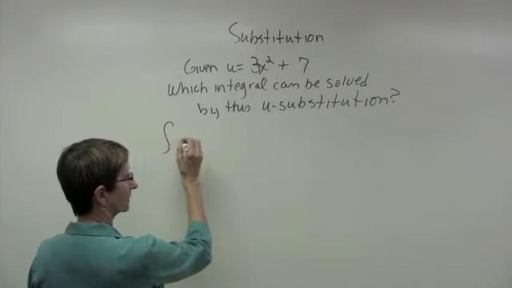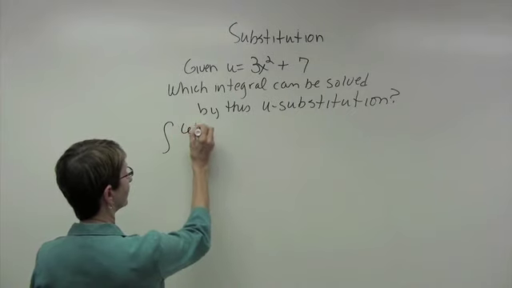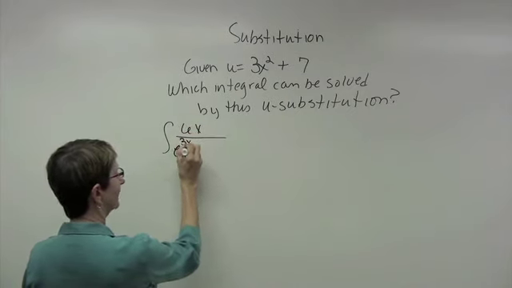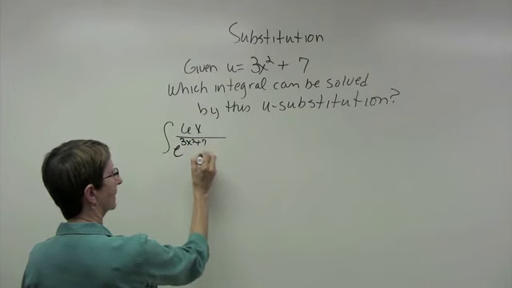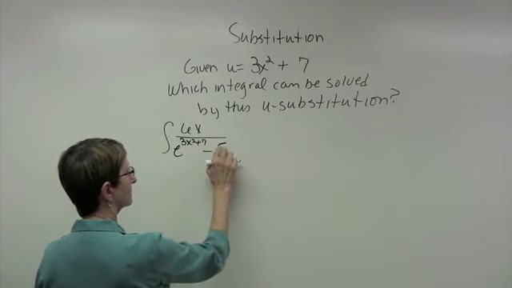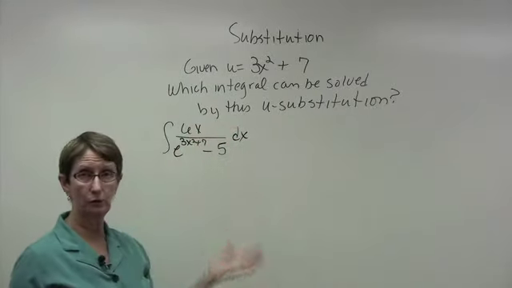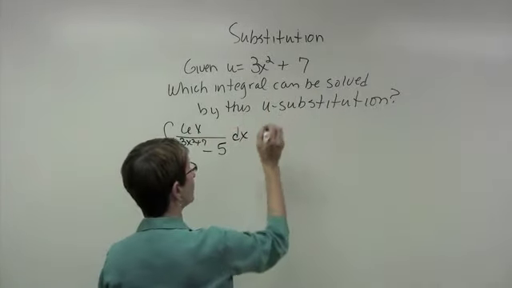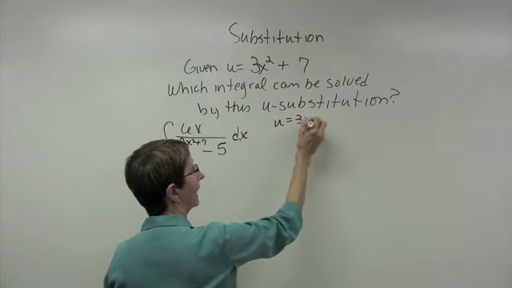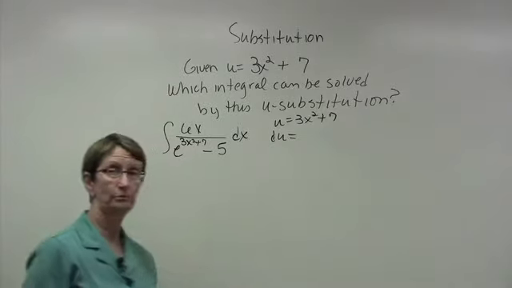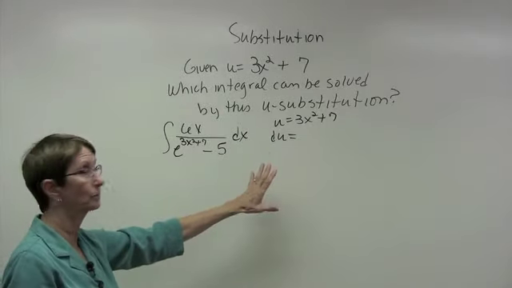First, let's look at this one. The integral of 6x over e to the 3x squared plus 7, minus 5, dx. We're already told what u is. So u is 3x squared plus 7. And always when you know u, the next step is to find du. That's always what you do once you pick your u.